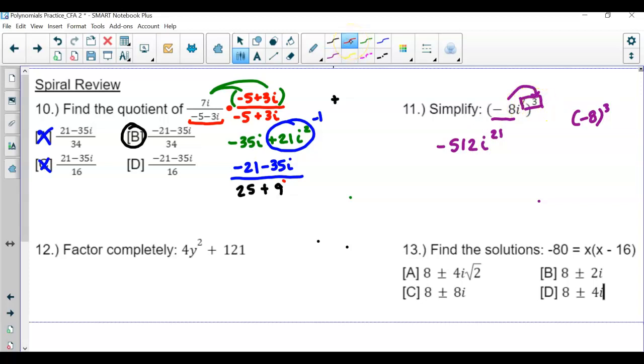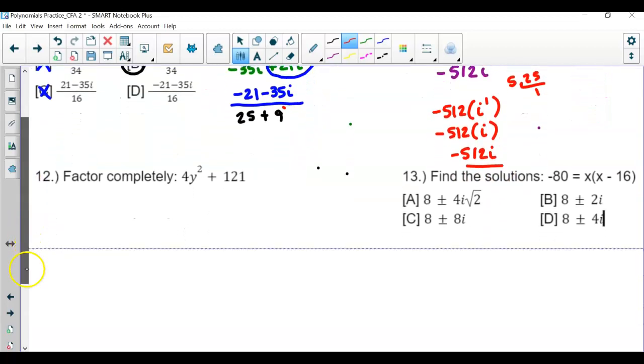Now we can continue and use a quarter method. So when you divide by 4, you get 5 and 1 quarter, 5.25, which is 1 quarter. So this is negative 512, but times i to the first power, which is just i. So negative 512 times i, negative 512i. Then number 12, you are factoring.